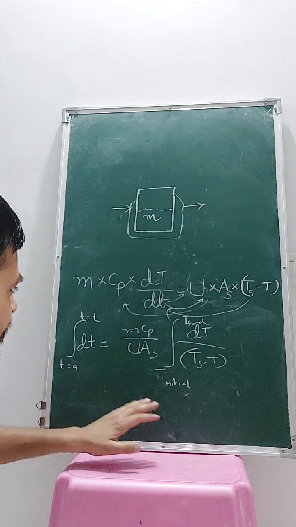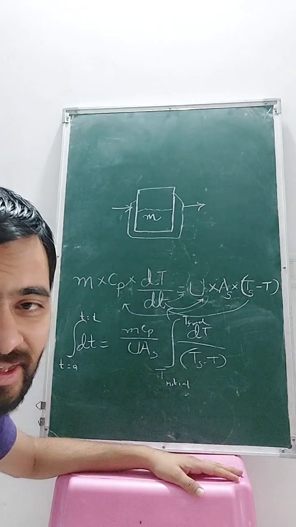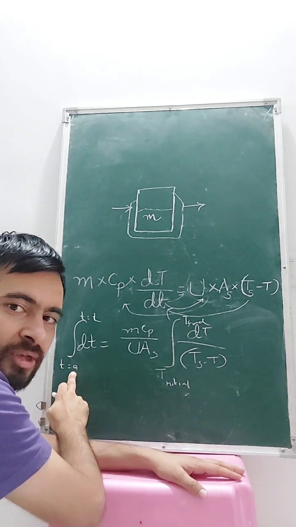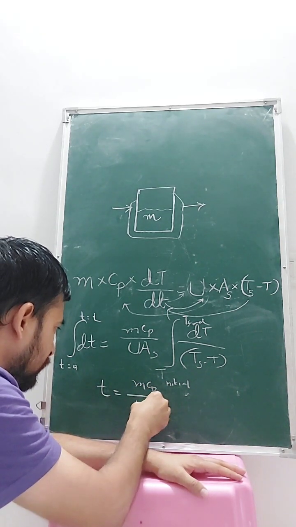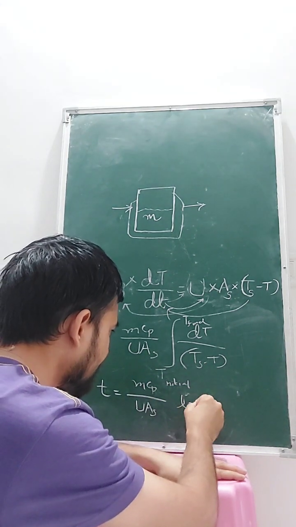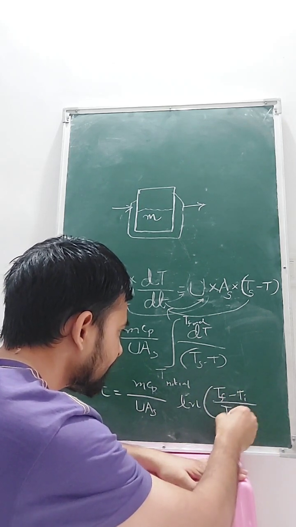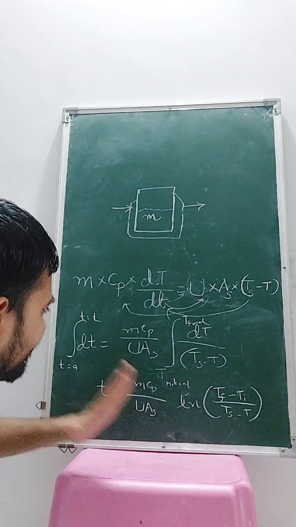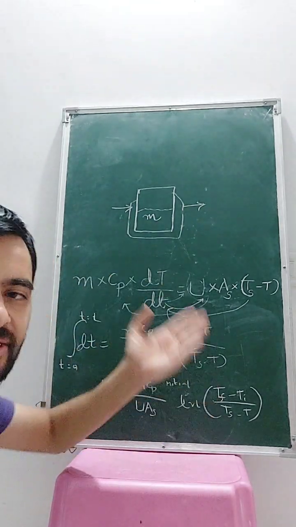Now this is the integration. Now if you want to remove this integration, then you have to apply the natural logarithm on both sides. So if you apply that, then because this is 0, it will become t only. t equals mCp upon UA, I hope this is visible, and for this ln of (Ts minus T initial) upon (Ts minus T final). Okay, so this is the equation you have to use to find the time required to heat this particular mass from, let's say, T initial to final temperature.